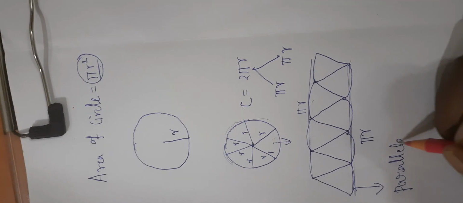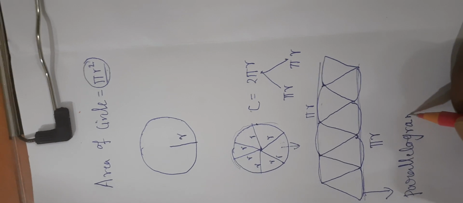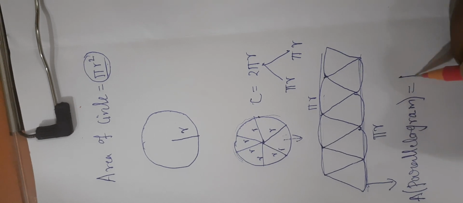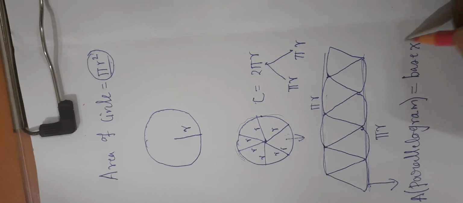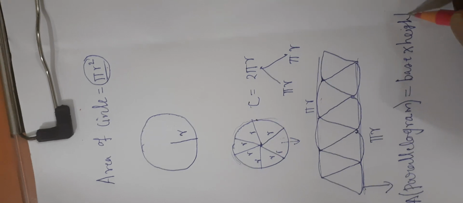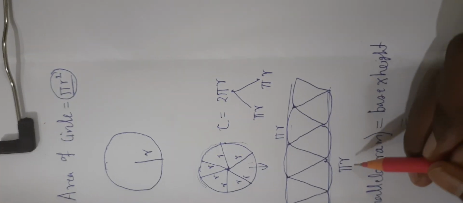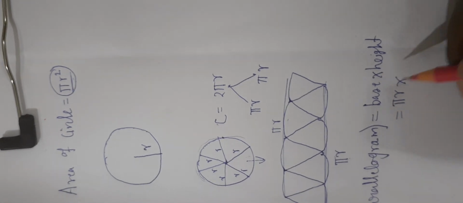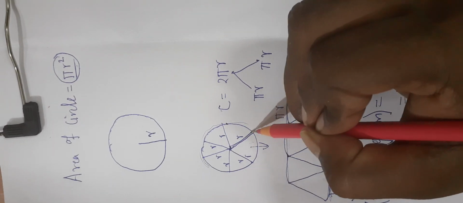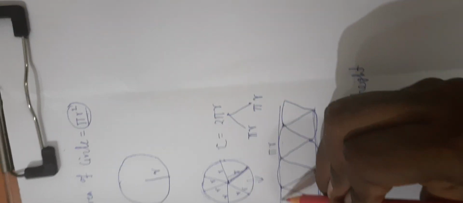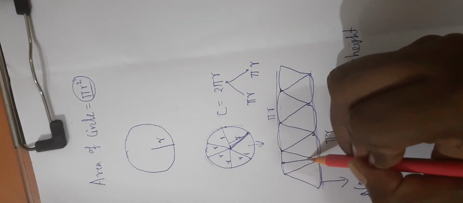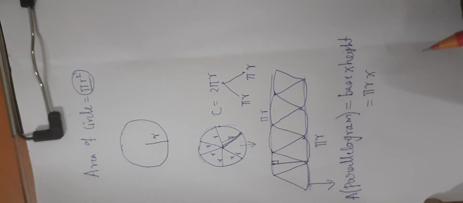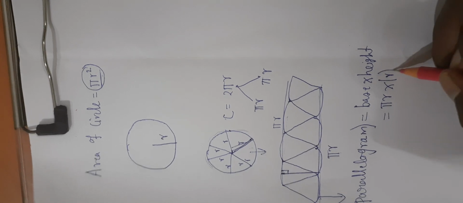a parallelogram, and we all know for any parallelogram area is what? Area is nothing but base into height. In this case, this base is what? Pi r, right? And from here to here we know that this is radius r. So if I draw one perpendicular from here to here, this will be again r. That means height is also r.